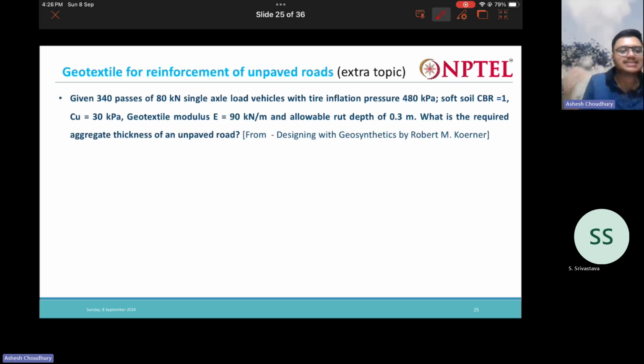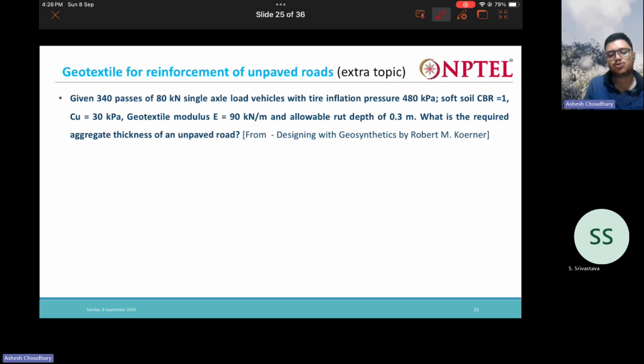Now, let us see this question. Given 340 passes of 80 kilonewton single axle load vehicles with tire inflation pressure 480 kPa.